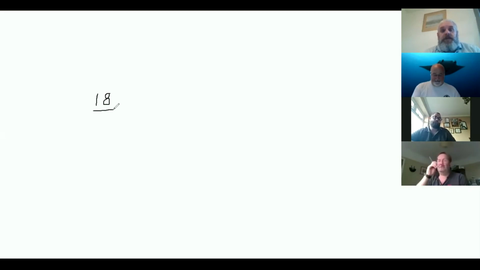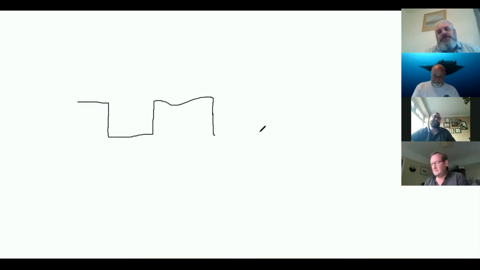Hold on. Okay. Let's do this properly. Let's go. Boom. Oh. My lines aren't particularly straight, but hey. It's what happens when you're trying to draw with a trackpad.